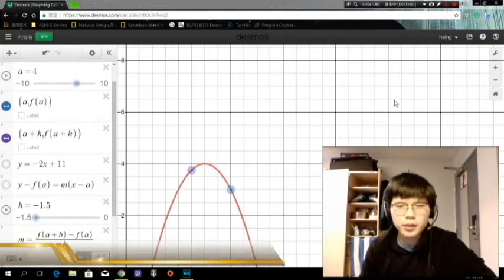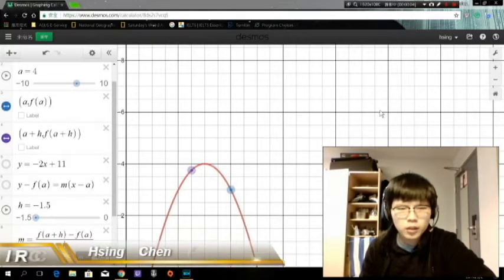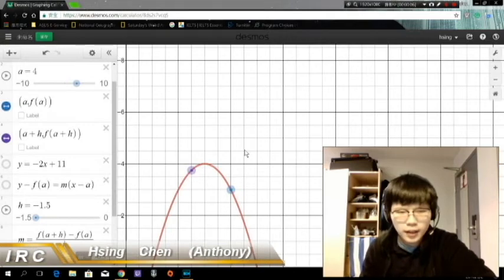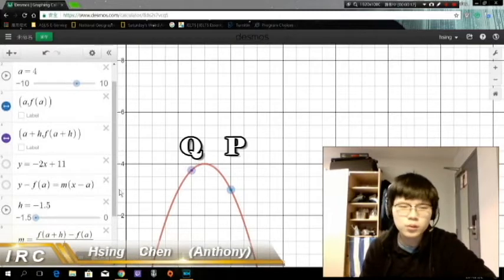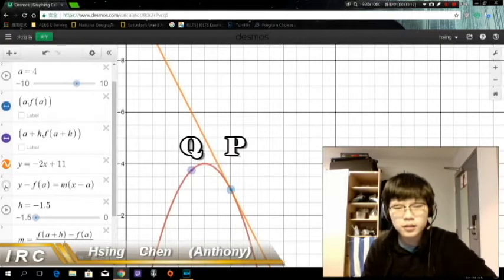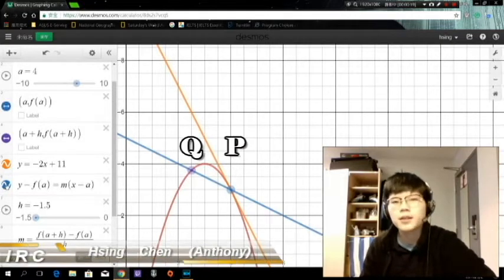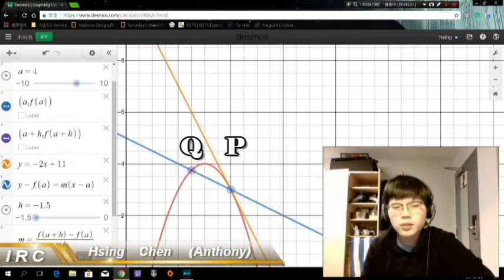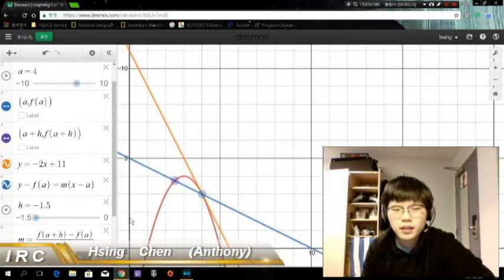Now I have a graph. First I name this point P and this point Q. Now let's draw its tangent line and the secant line between point P and Q, and analyze their relationship.